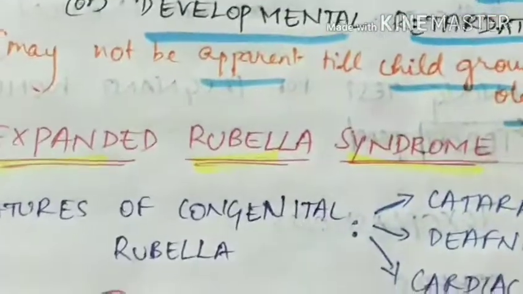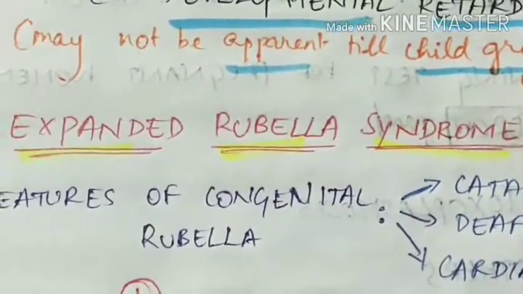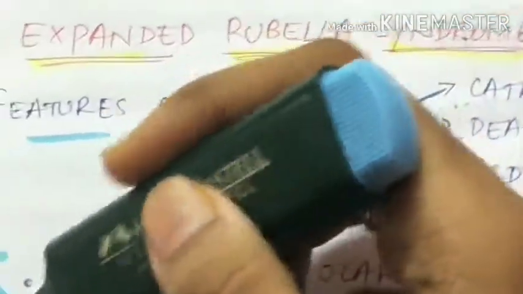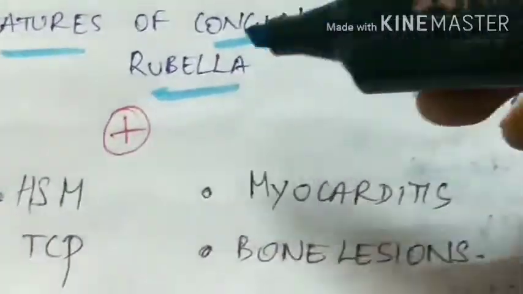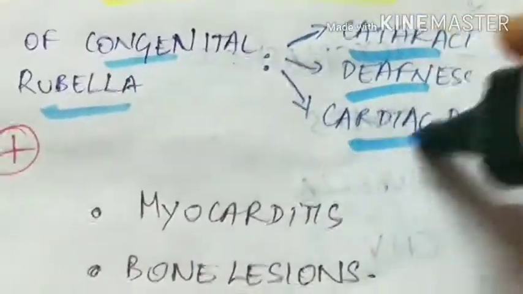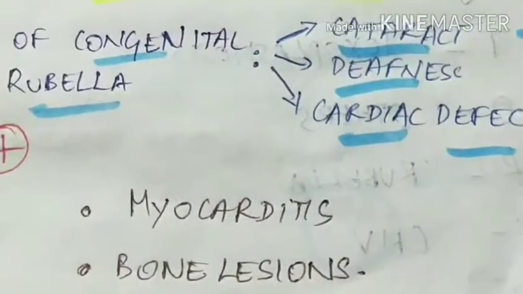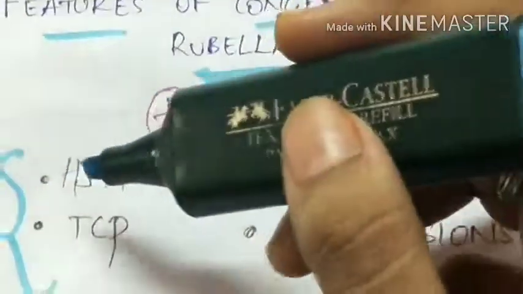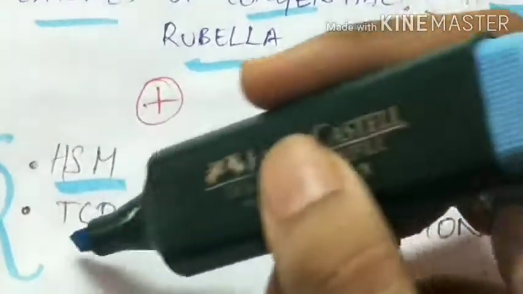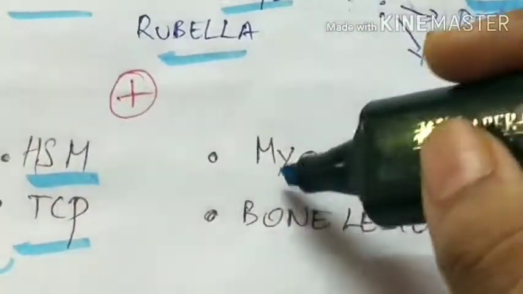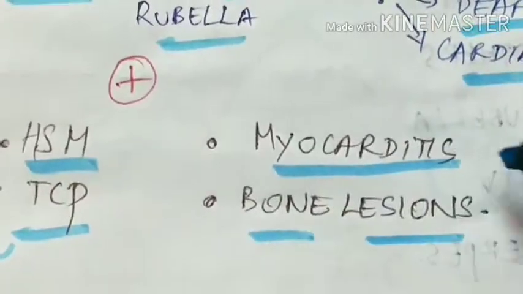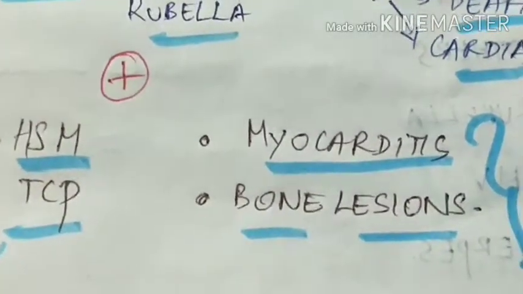Expanded rubella syndrome. In some cases, expanded rubella syndrome is seen, in which there are features of congenital rubella along with some other features. The features of congenital rubella are cataract, deafness and cardiac defects. We have seen this already. The additional features include hepatosplenomegaly, thrombocytopenic purpura, myocarditis and bone lesions. These are the extra features, and this syndrome is called expanded rubella syndrome.